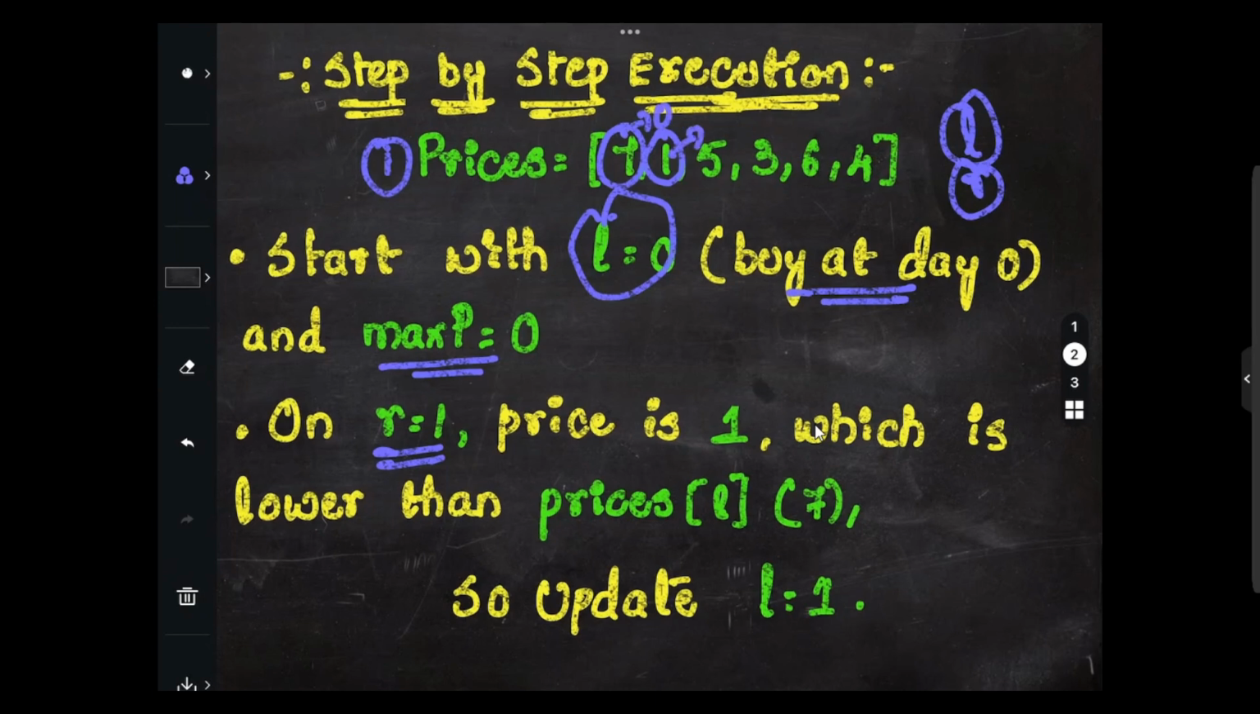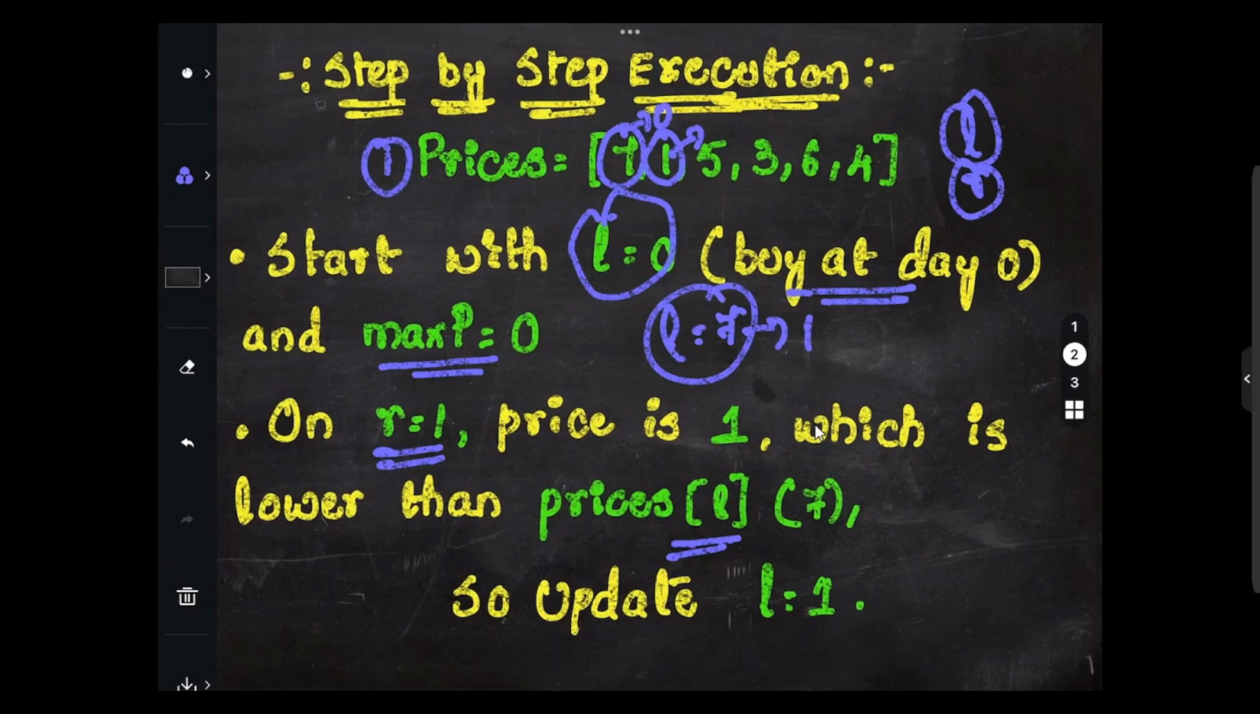So here on R equals 1, the price is 1, which is lower than the price of L. Nothing but lower than the price of L means this one. L was initially 0. L equals 0 means index is 0, value is 7. So we have the value 1 now. R is 1 and the price is 1 here in this case, right?